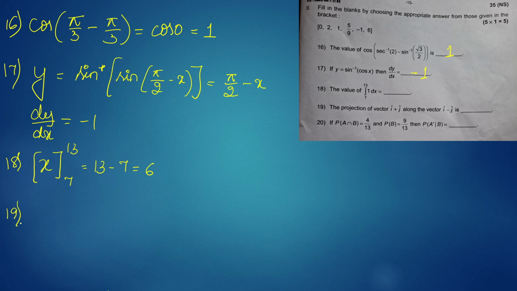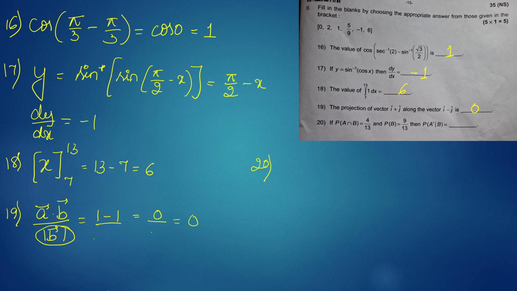19th. To find the projection of the vector, we know the formula, that is A dot B divided by magnitude of B. If we find the dot product, we get 1 minus 1, which is equal to 0. 0 divided by anything will be equal to 0. So, the answer is 0 here. No need to find the magnitude of B value. 0 by anything will be equal to 0. So, the answer will be obviously 0.